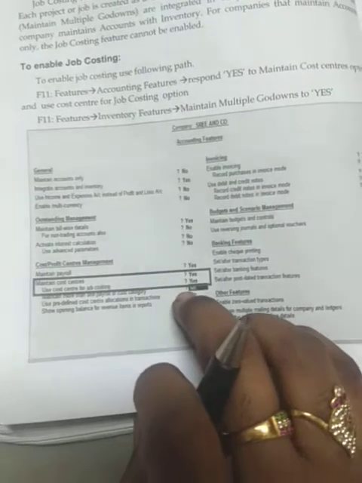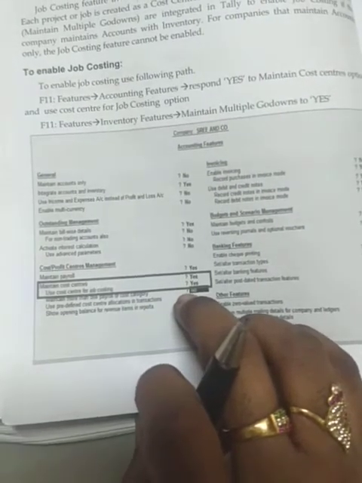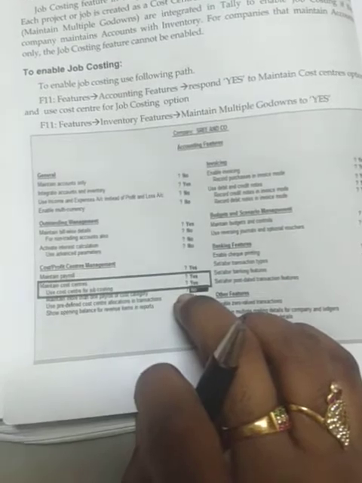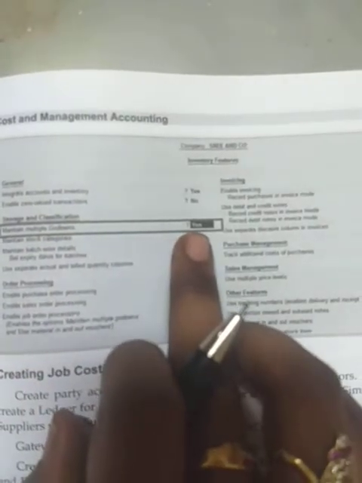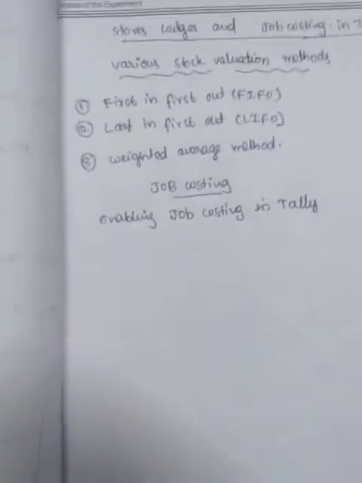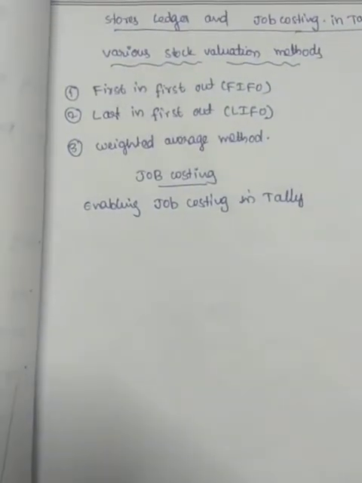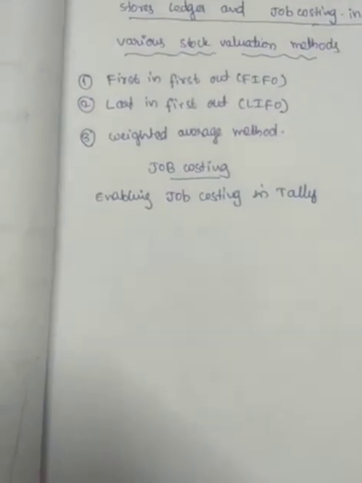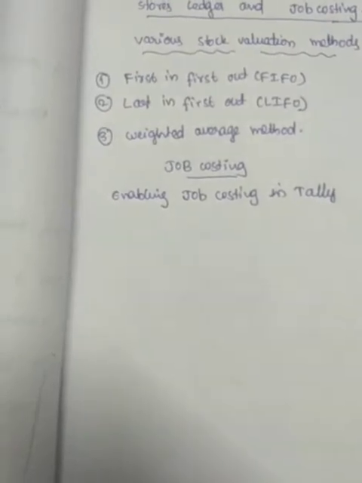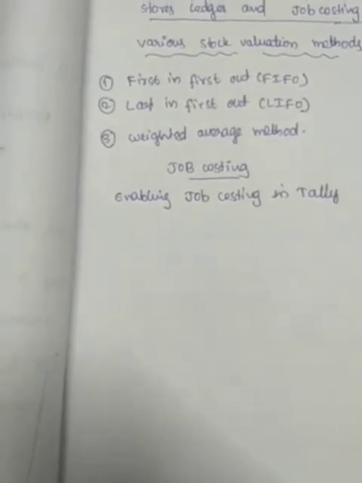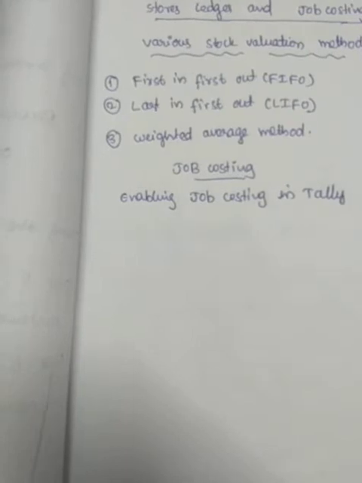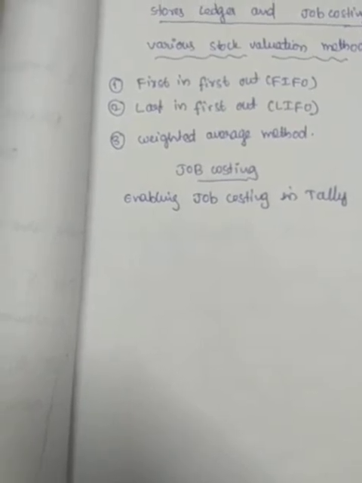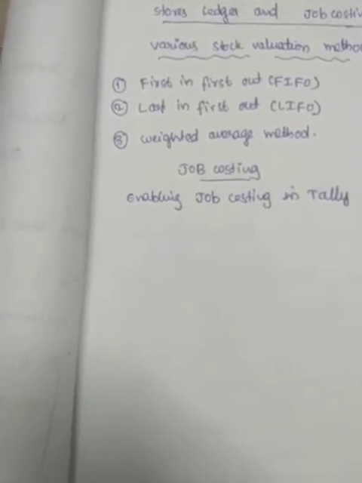And again in F11 features, maintain multiple godowns, give the Yes option. So first we have to enable three options in the F11 features menu. First is maintain cost centers, give Yes. Use cost center for job costing, give Yes. Maintain multiple godowns, give Yes.